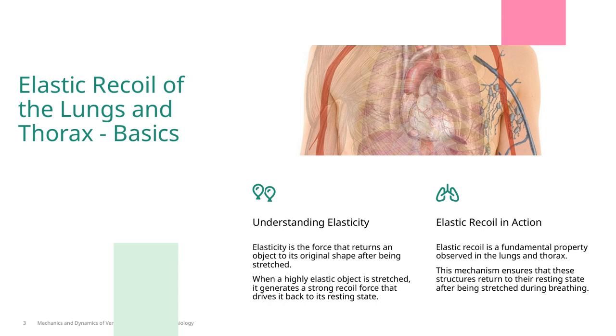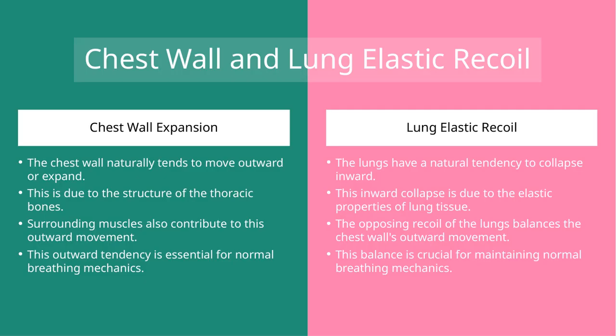Focusing on the lungs and thorax, their elastic recoil is what helps us exhale passively. When these structures are expanded during inspiration, their inherent elasticity pulls them back, helping to push air out during expiration. This process is vital for efficient ventilation, and understanding it ties directly into the overall mechanics of how we breathe. Let's start by looking at the mechanics and dynamics of ventilation in respiratory physiology.